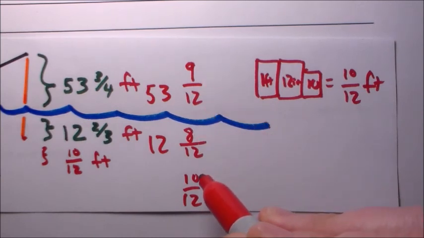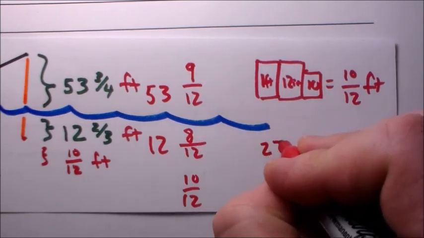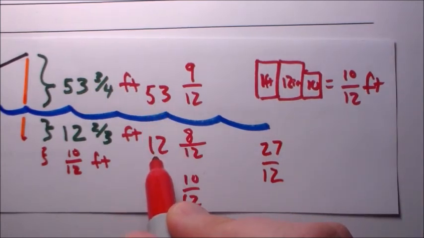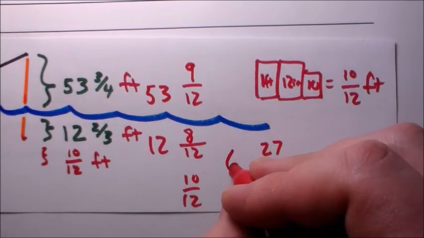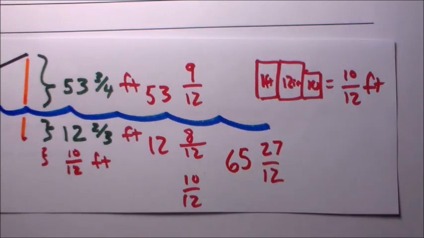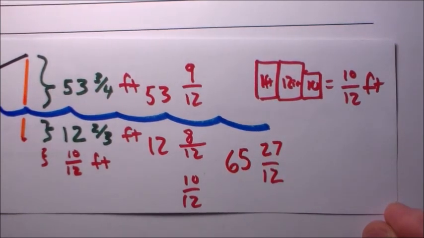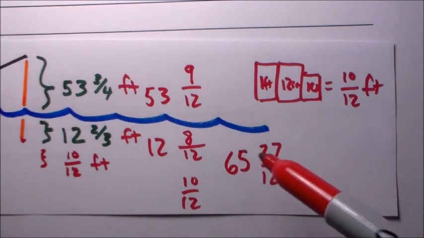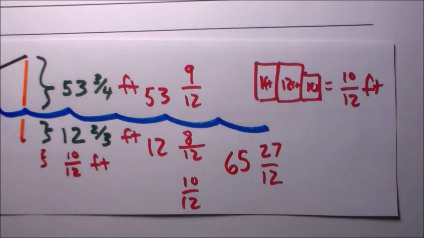9 plus 8 is 17, plus 10 is 27/12. And 53 plus 12 is going to get us 65. So 65 and 27/12 is our answer. But we're like, oh no, we're not done, because 27 over 12 is an improper fraction. We have a mixed number with an improper fraction, and that just doesn't work. That's just not how we present numbers. So what are we going to do?